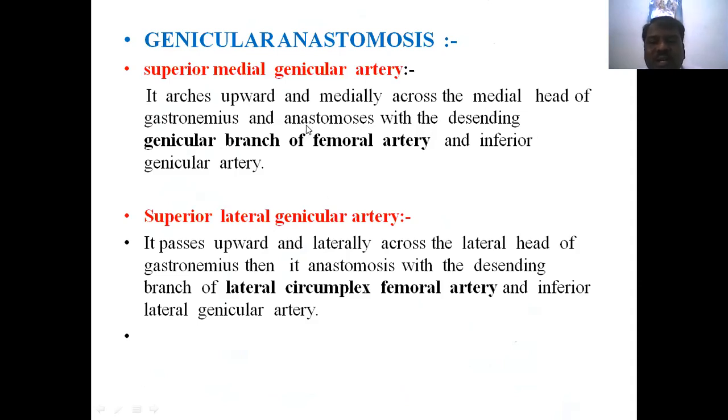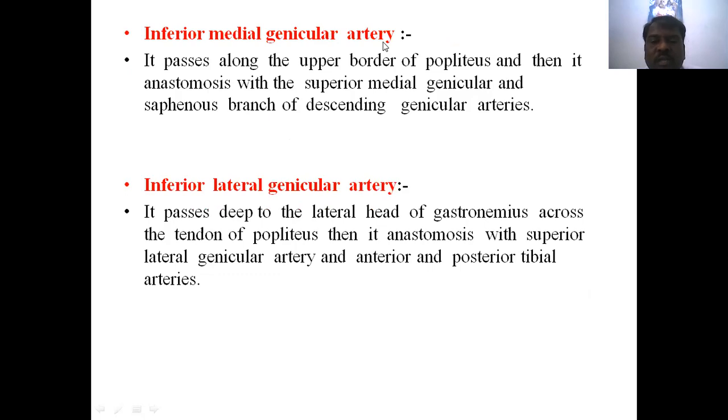Next, genicular anastomosis. What is genicular anastomosis? Genu means bending. The arteries are derived from the popliteal artery. The popliteal artery gives four genicular branches: superior medial genicular artery, superior lateral genicular artery, inferior lateral genicular artery, and inferior medial genicular artery. These four genicular branches anastomose with other arteries like the femoral and profunda femoris artery, and the recurrent branches of the posterior tibial and anterior tibial arteries.